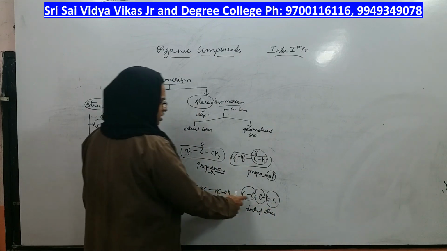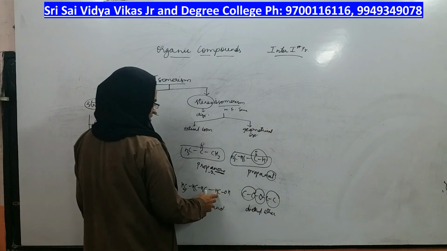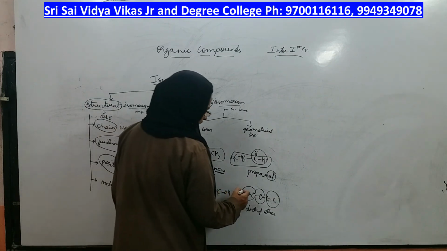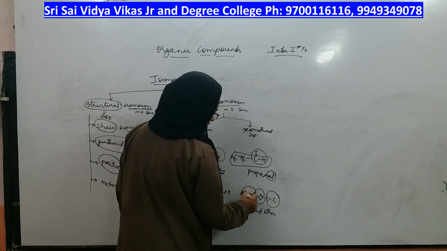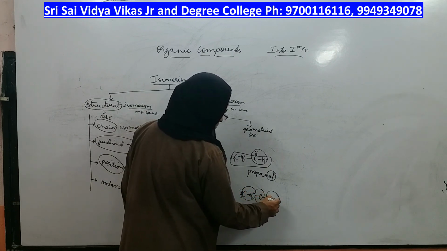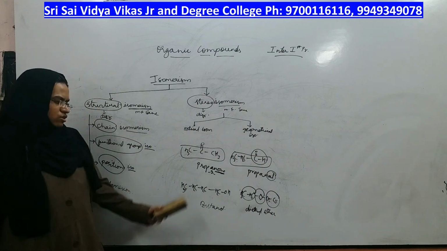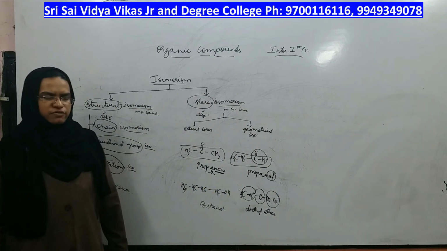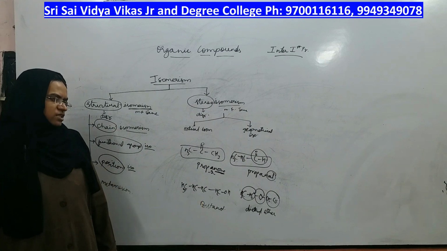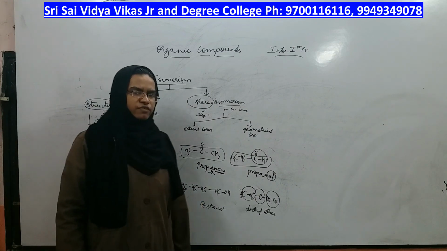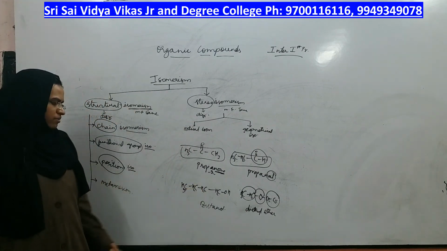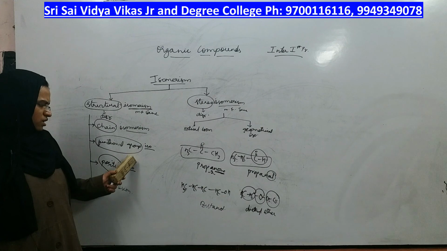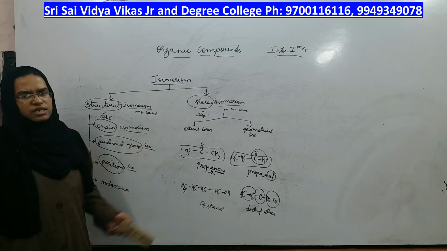What is the molecular formula? 4 carbons here, 4 carbons there. Hydrogens: 10 here, and 3, 2, 3, 2, 10 hydrogens there. So both of them have the same molecular formula, but the functional group is becoming different. In the first compound, the functional group is alcohol. In the second compound, the functional group is ether. So both of them are functional group isomers. In the next class, we will look into the remaining structural isomers and stereoisomerism.